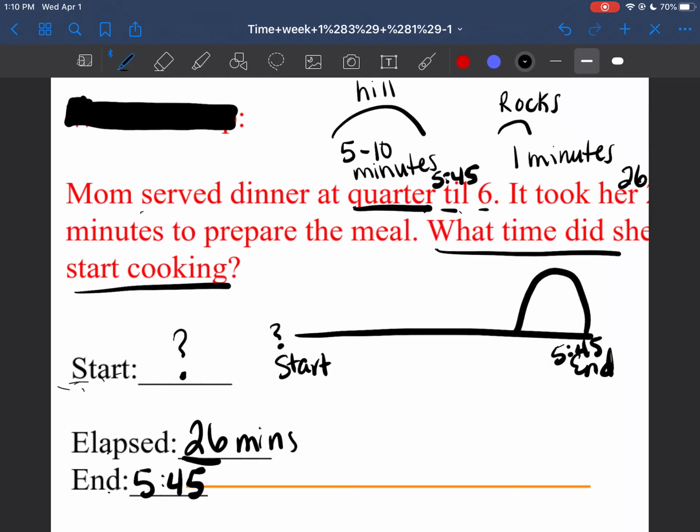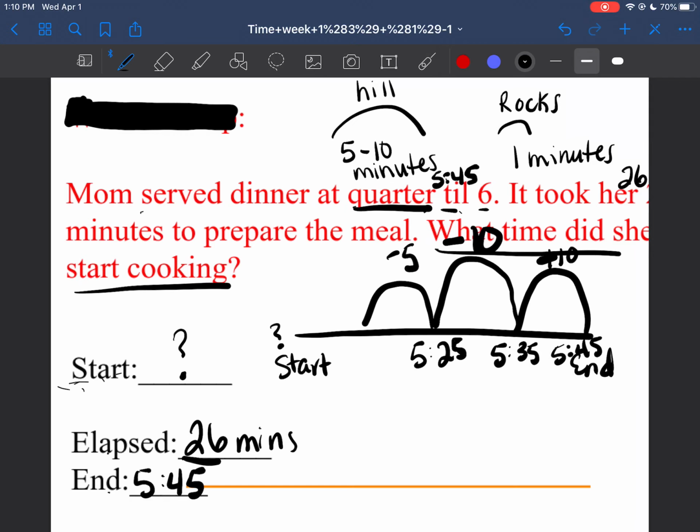I'm going to do a jump of 10. What is 5:45 minus 10? So 10 minutes before is 5:35. I've jumped 10. I need to jump 26. Another 10. 5:35 minus 10 is 5:25. Okay, so far I've jumped 20 minutes and I need to jump 26 minutes. I'm going to jump 5. 5:25 minus 5 is 5:20.